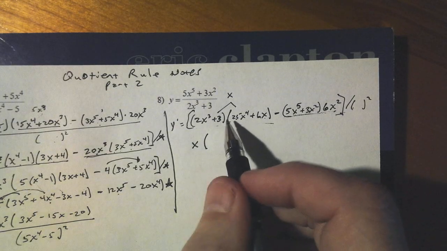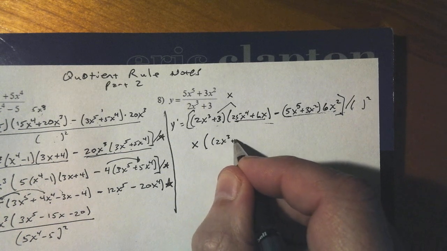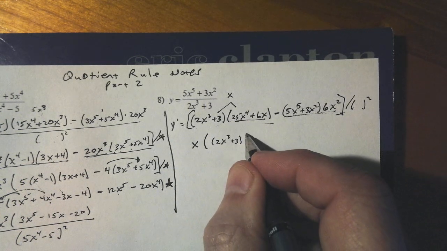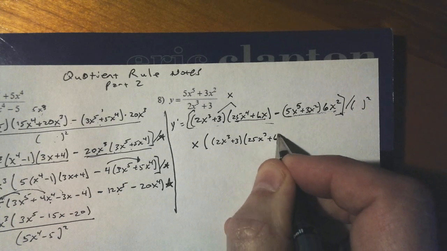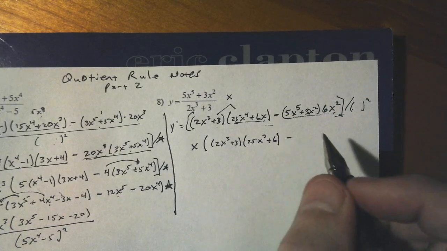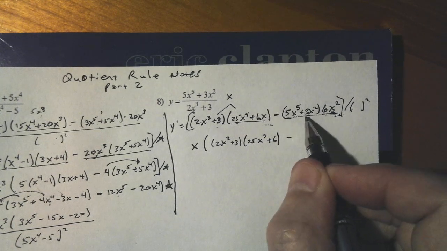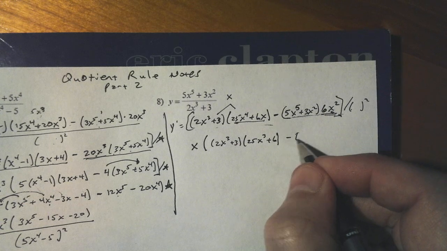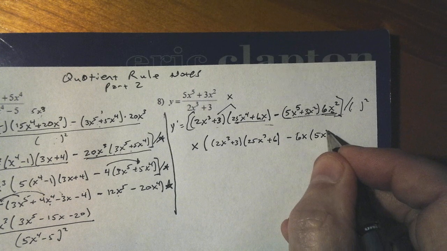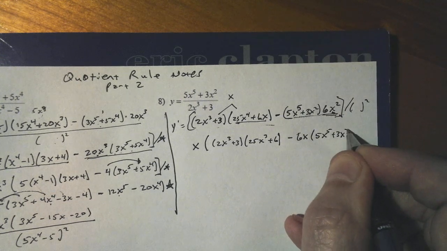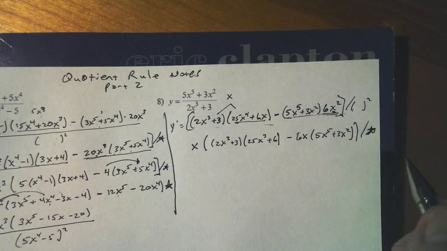So here we go. X times. When I factor an x, it's going to come from here, so I'm left with 2x cubed plus 3 times 25x to the third plus 6, minus, factor an x, I'm going to factor it from right here, although I could take it from in there, no difference, 6x times 5x to the fifth plus 3x squared, all on star.